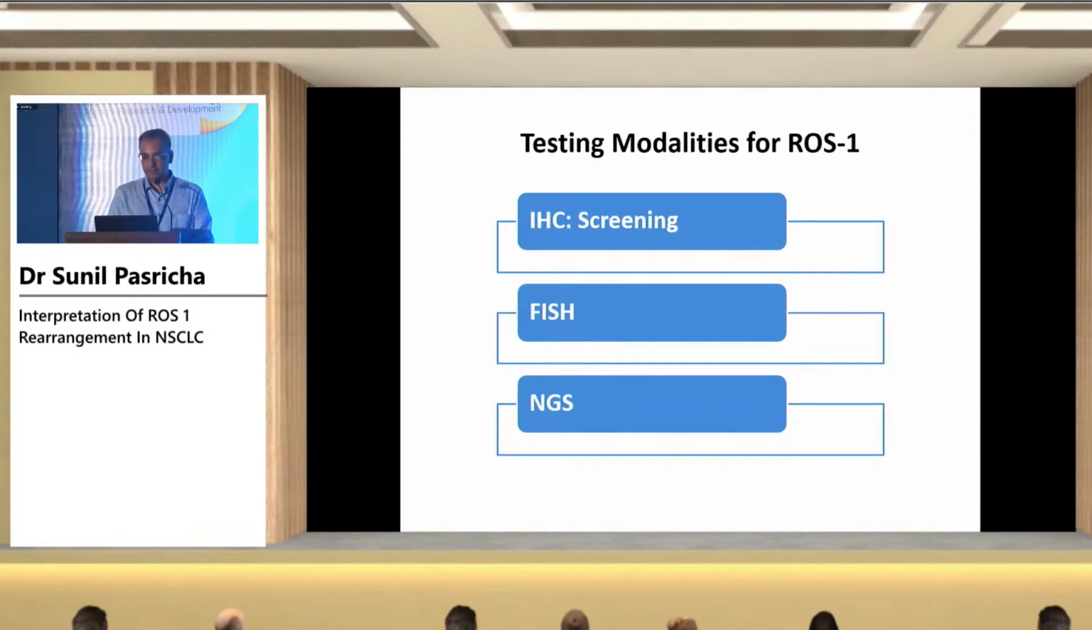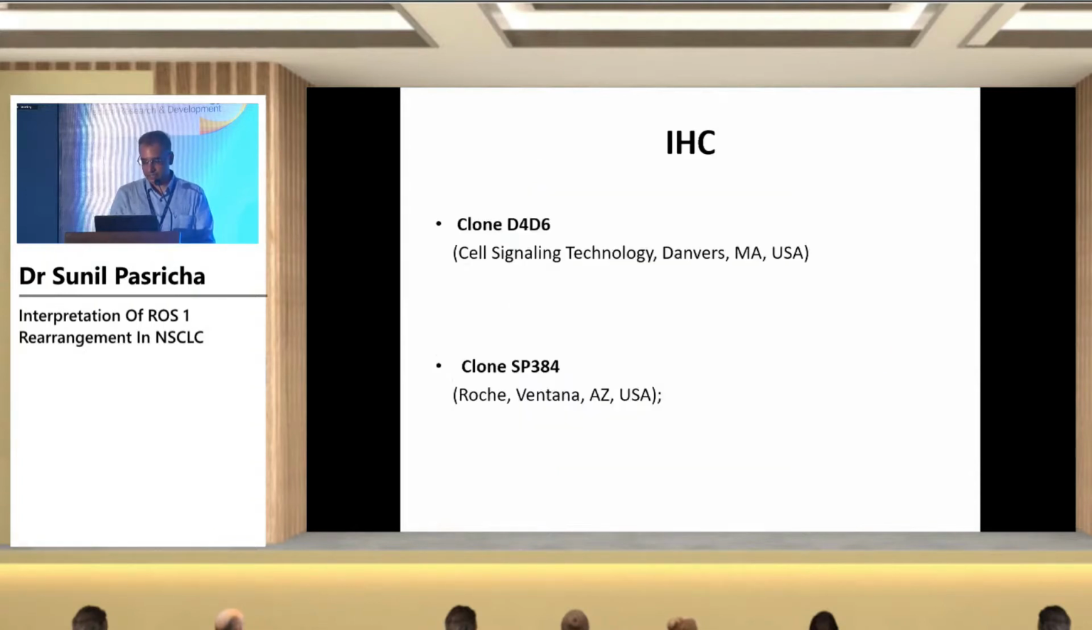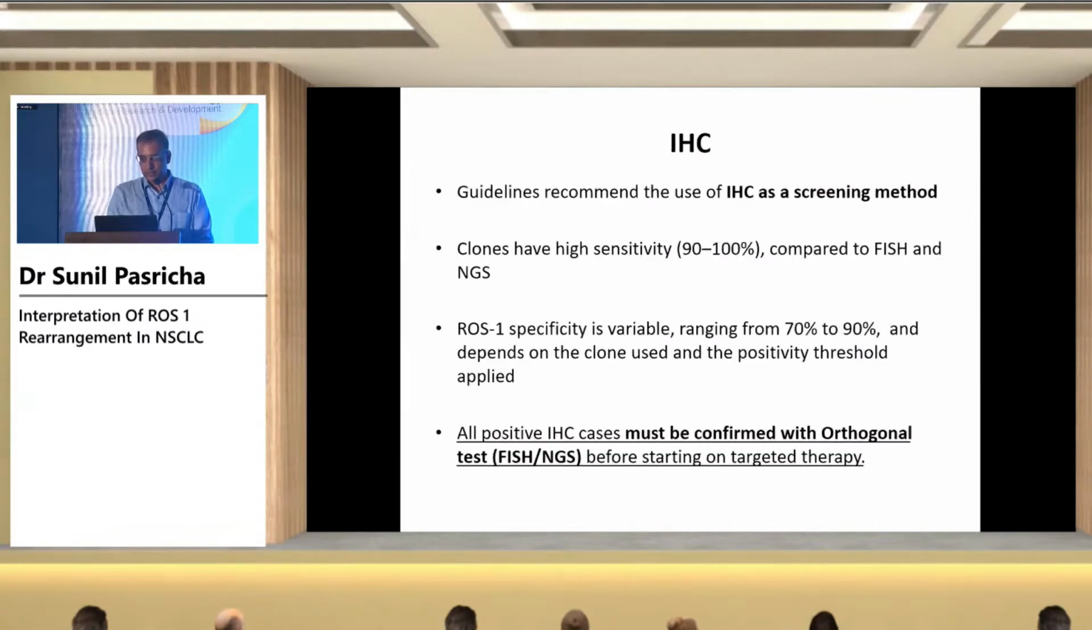So these are the testing modalities. The IHC is primarily done for screening, but is a very important tool, with orthogonal confirmation by FISH and NGS. For IHC, the most popular clone is D4D6 from Cell Signaling, which has been utilized in the clinical studies and has stood the test of time. I'm personally using it for the last 5 years in my department. The other popular clone that has emerged just last year is SP384 by Roche. The guidelines recommend the use of IHC as a screening method, and the clones have a very high sensitivity of 90 to 100% as compared to FISH and NGS.